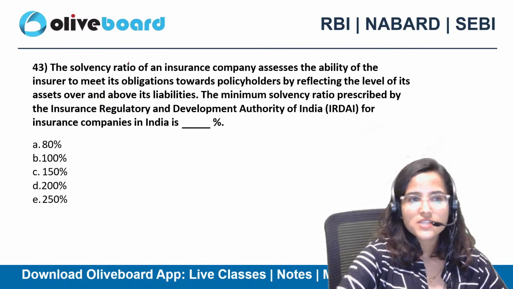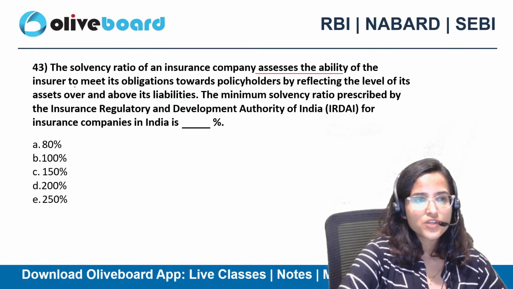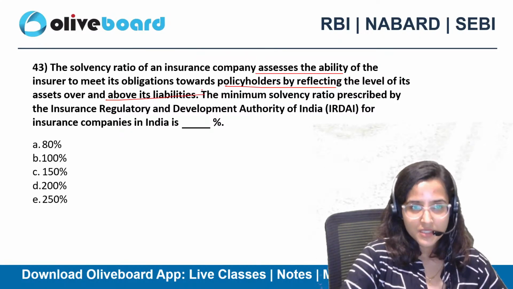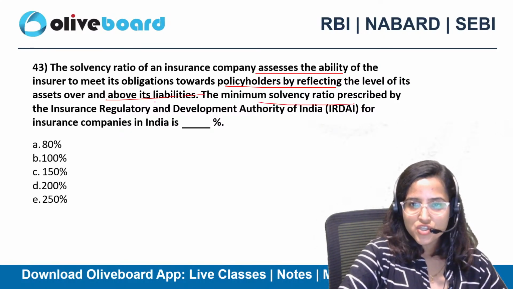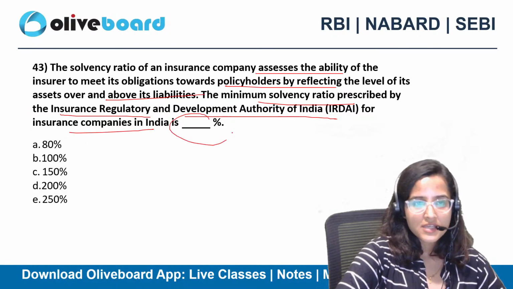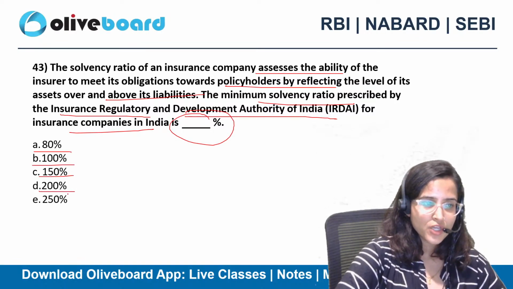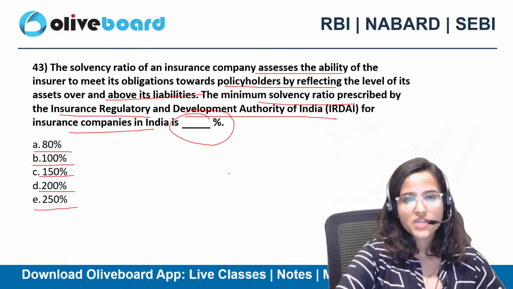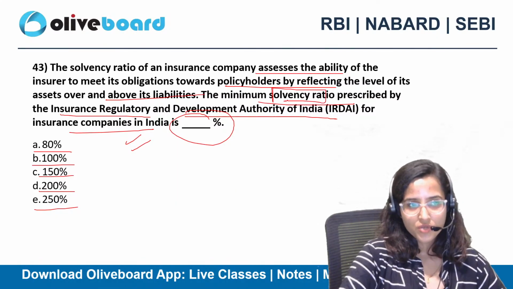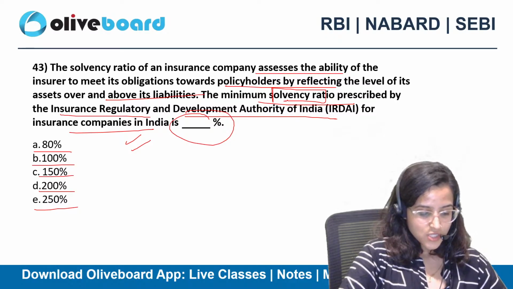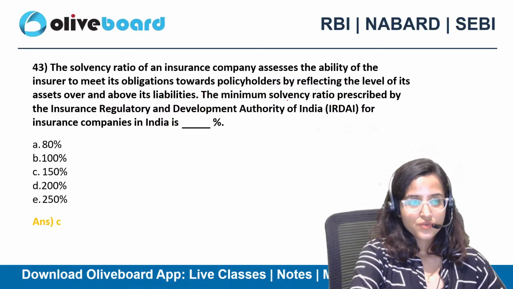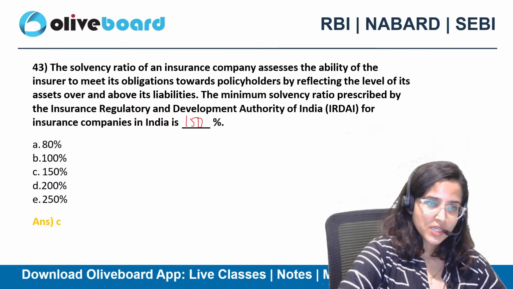43rd question. The solvency ratio of an insurance company assesses the ability of the insurer to meet its obligation towards policyholders by reflecting the level of its assets over liabilities. The minimum solvency ratio prescribed by the Insurance Regulatory and Development Authority of India for insurance companies in India is dash percentage: 80, 100, 150, 200, 250. How much percentage for insurance companies? Minimum solvency ratio we are talking about here. Abhigyan says 150%. Anybody else? So the answer is 150%, which is absolutely correct.